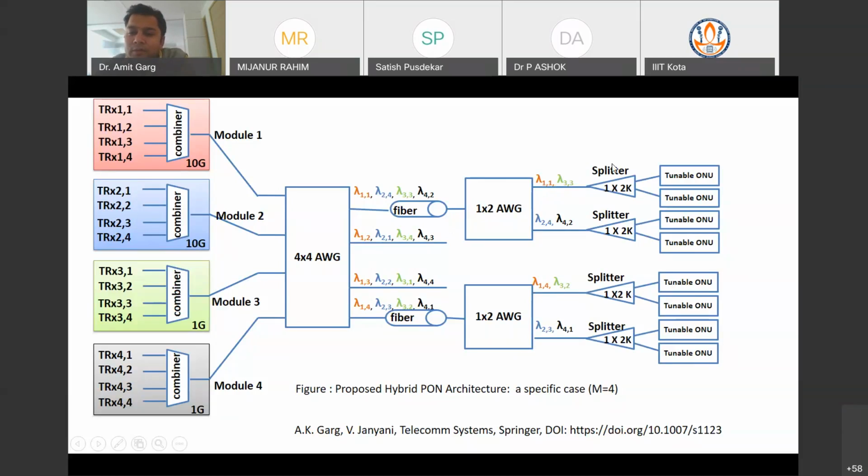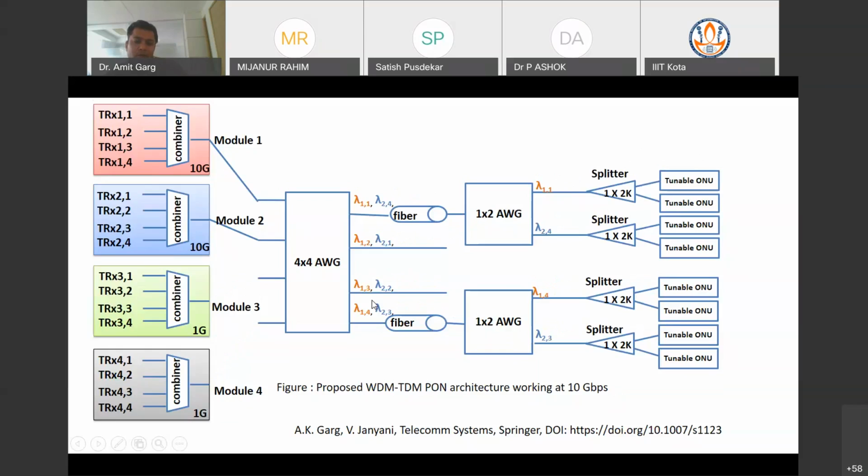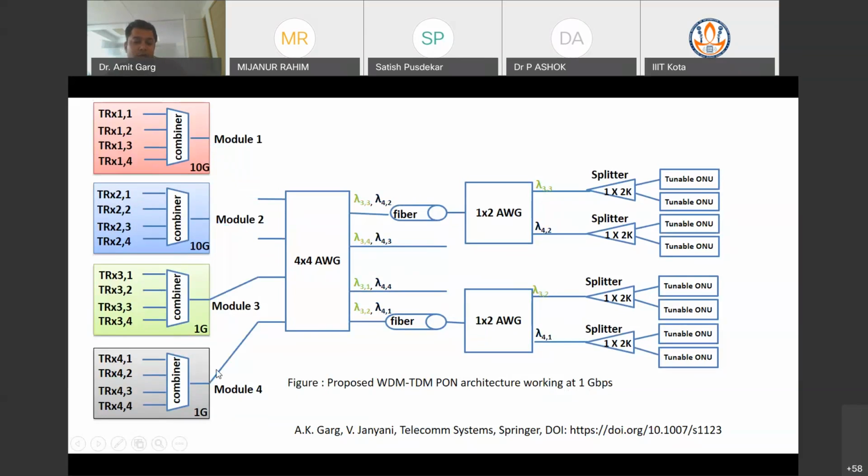So these users are able to receive the services at 10 Gbps as well as 1 Gbps, or we can simultaneously transmit the 1G and 10G data. Now, suppose the architecture is operating at 10 Gbps, then we can definitely turn off these modules. We can provide the services from module 1 and module 2. And if we need to transmit the data at 1 Gbps, then we can transmit the data by module 2, 3 and 4.